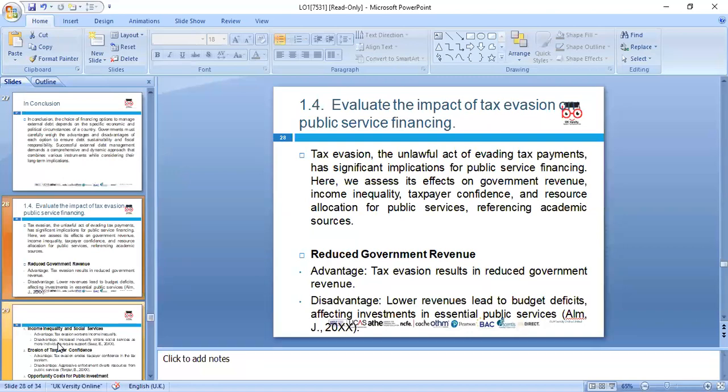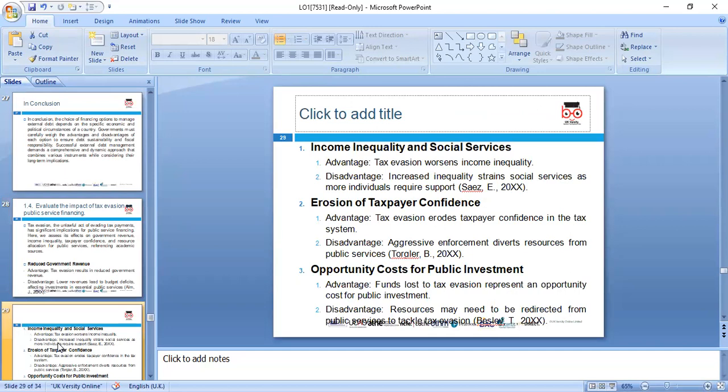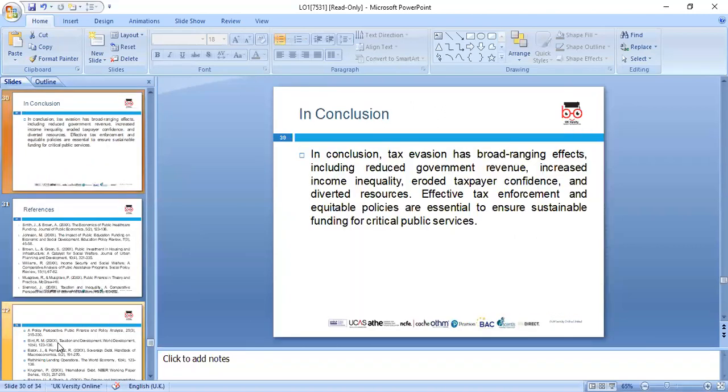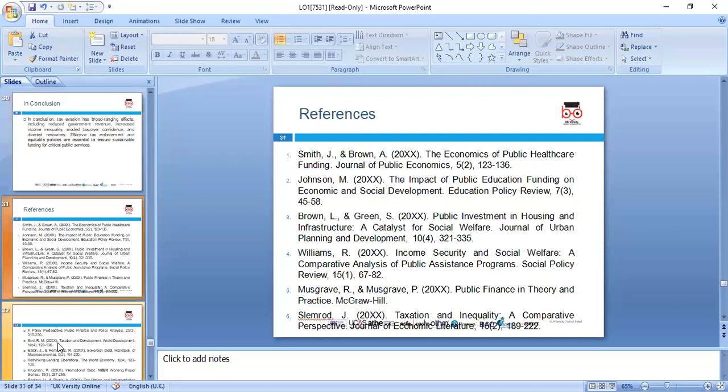Then the conclusion on tax evasion is that it has a broad range of effects, including reduced government revenue and increased income inequalities, and ultimately taxpayer confidence is quite low, because those who are paying are not getting the services, and those not paying are not contributing accordingly. That's the biggest issue, social injustice, which is happening, and we are looking for a more transparent system. HMRC is really focusing on this, and these are all the possible references we have used to enhance our performance.